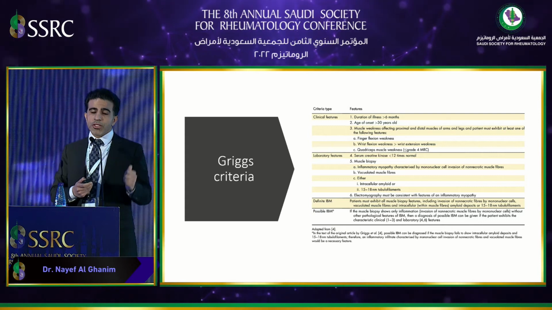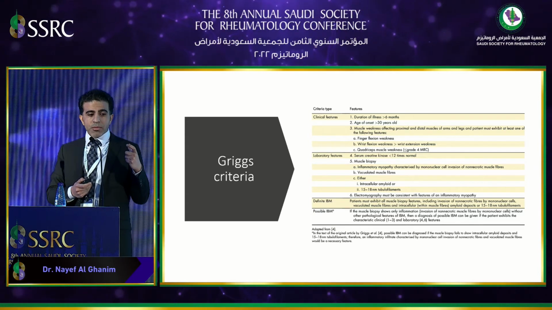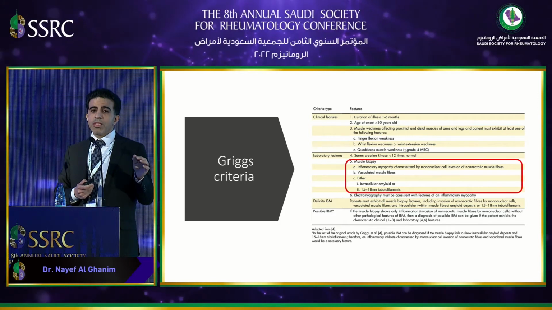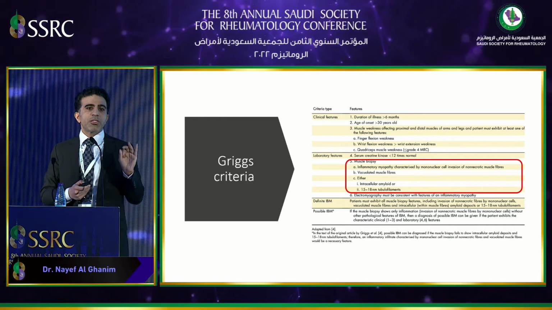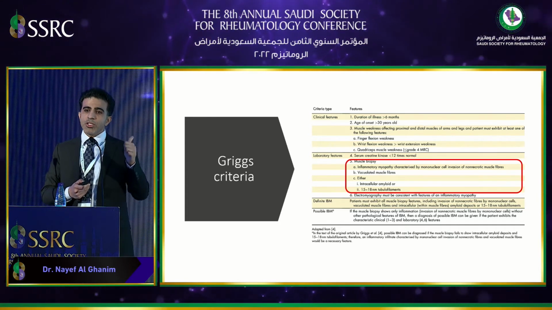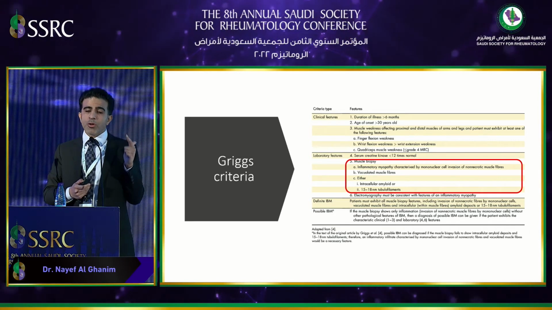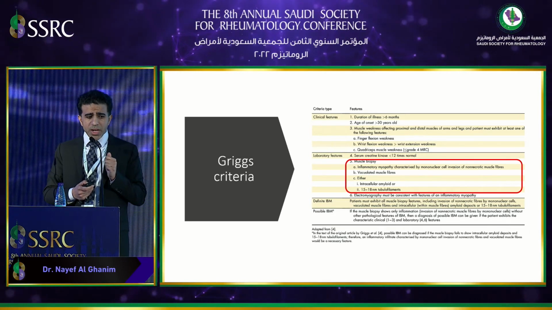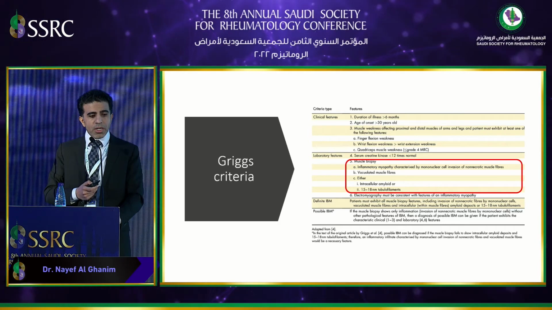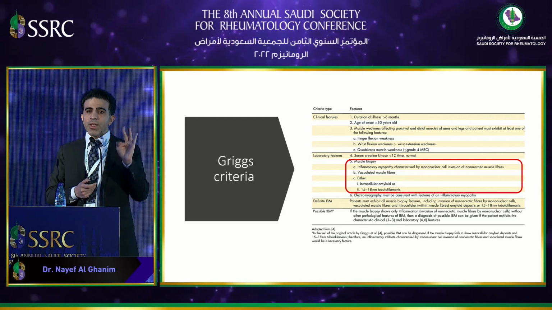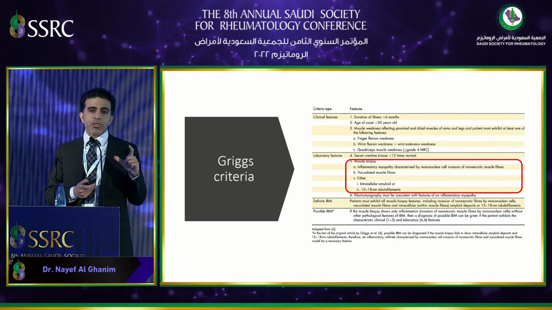You have to use the Griggs criteria, which has both clinical and laboratory criteria. And when you look at the muscle biopsy criteria, you have to have 3 things to say that this patient has inclusion body myositis. In addition to the vacuoles, you have to have a mononuclear cell infiltrate of non-necrotic muscle fibers, and you also have to have either amyloid or tubulofilaments. So you have to have 3 things in the muscle biopsy to say that the patient has inclusion body myositis.